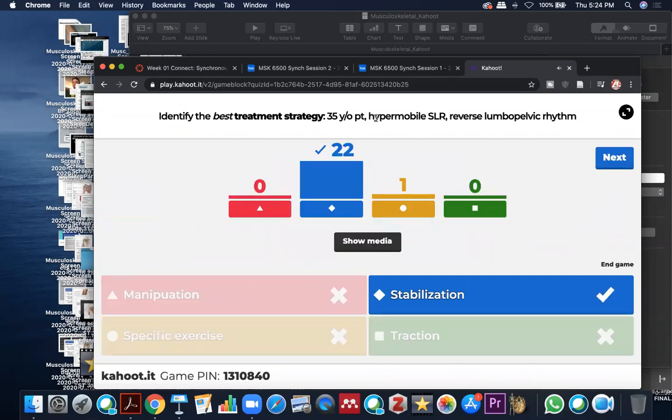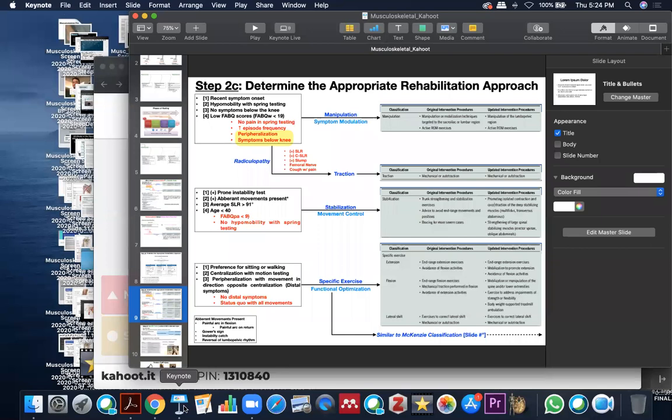Yeah, stabilization. So with stabilization, with these 4 things, just a word of warning. In Dr. Adams' lecture on this, the first 2 right here were the only ones that were validated. He talked about those studies. Then they did a second one, and it validated only the first 2. So when you're looking at the stabilization movement control category, the first one is a positive prone instability test. And the second one is any aberrant motions.